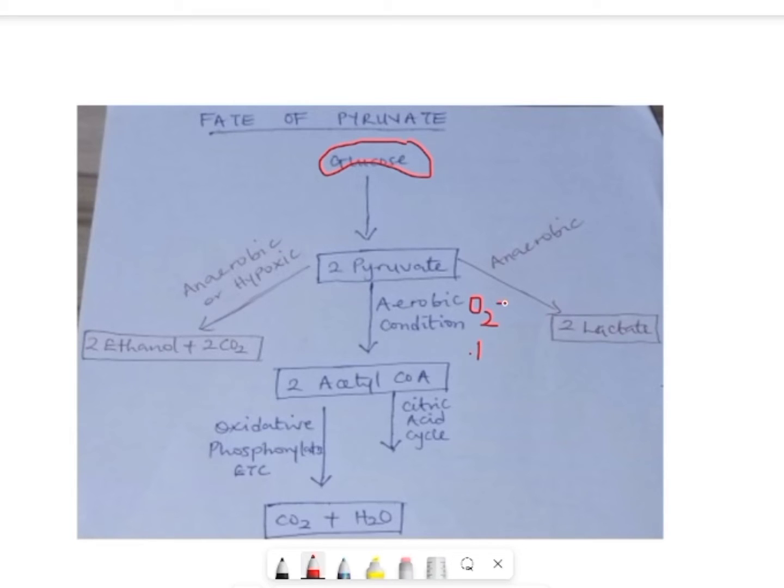So oxygen is present there, and pyruvate goes through the aerobic condition and produces two molecules of acetyl-CoA, which go through oxidative phosphorylation and the electron transport chain, and also through the citric acid cycle pathway, and produce carbon dioxide and water.